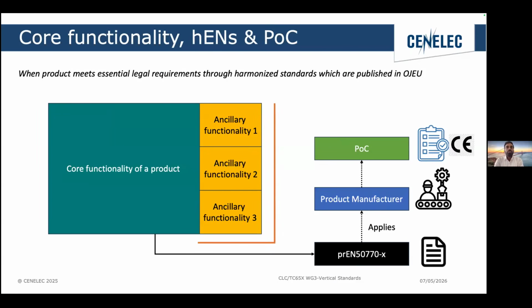As I told, there is a core functionality of a product and the other functionalities. When the product meets the essential requirements through the harmonized standards published in the OJEU, when the product manufacturer satisfies all the requirements of the core functionality, the manufacturer gets the presumption of conformity. This is clear, and the manufacturer is also able to address the other functionalities with this document. As I told, we will cover this topic in a future slide. So there are two things: core functionality, and harmonized standards achieving the presumption of conformity.